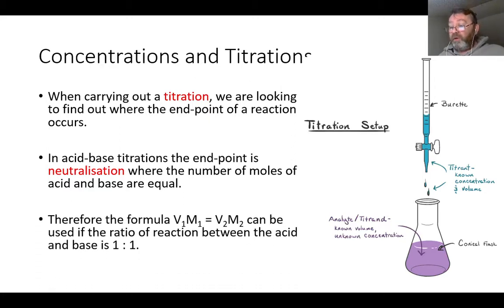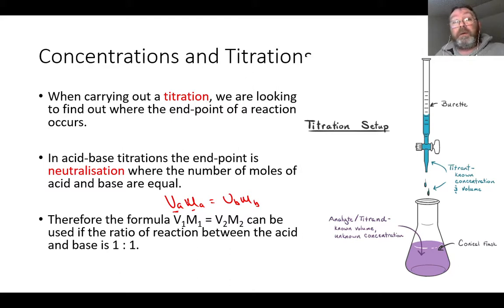Therefore, the formula V1M1 equals V2M2 can be used. Now, only if the ratio of reaction between the acid and base is 1:1. Some people prefer to call this VA MA equals VB MB. Now I think you can make sense of what that means. The volume of the acid multiplied by the molarity of the acid is equal to the volume of the base multiplied by the molarity of the base. Why?